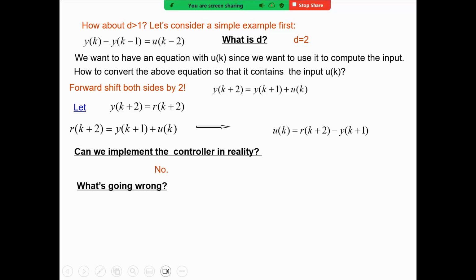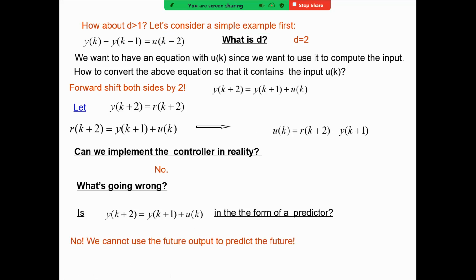Then we say, okay, then we go back on which step is wrong. What's going wrong? This equation, from our definition about the predictor, the left-hand side should be a signal in the future, no problem. Or the right-hand side should contain the signals which are available. So if you look at this one, can we call this equation a predictor? We cannot, because YK plus one is not available. So no, we cannot use the future to predict the future. Okay?